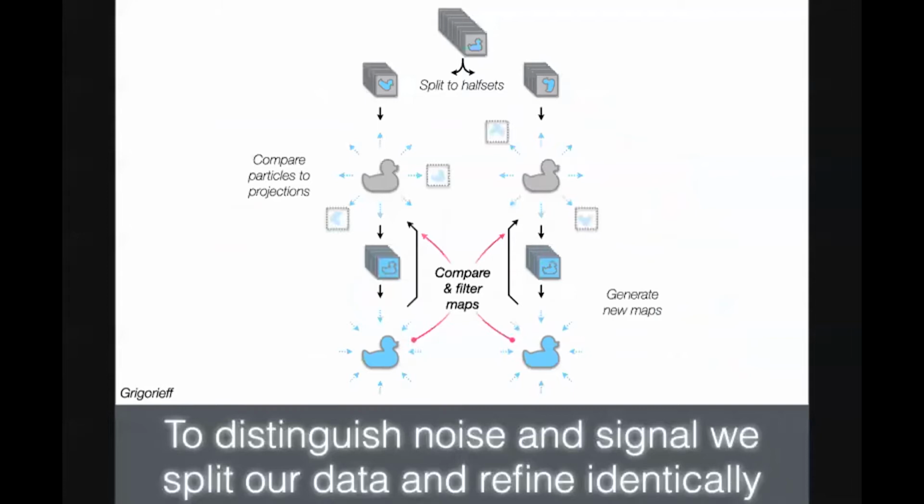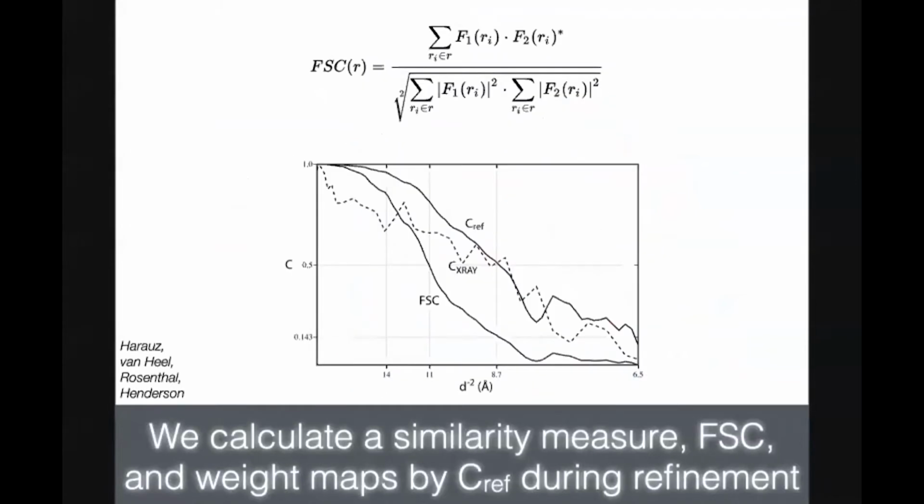So how do we distinguish our noise from our signal when they're convoluted together in this way? It turns out that the only way to do this reliably, that anyone has come across so far at least, is to do two entirely independent reconstructions from half data sets, and then to compare them together and filter maps accordingly. Currently, people typically compare them with the Fourier shell correlation, the equation for which is shown up top. This was developed by Harauz and van Heel.